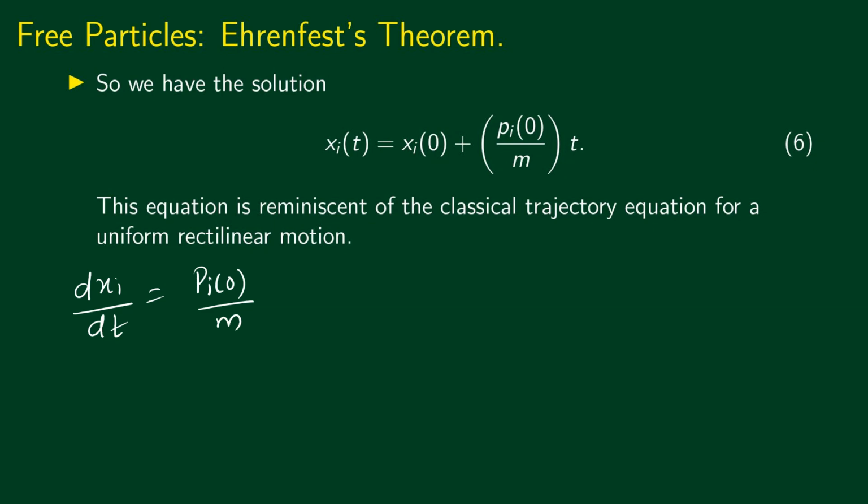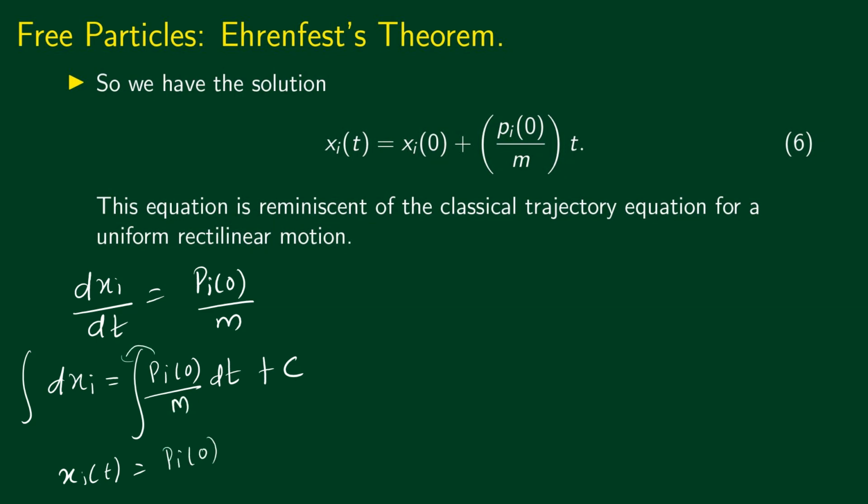We can integrate this equation to get xi as a function of time. The integration is easy here. We just write dxi equal to pi of 0 divided by m multiplied by dt. Now you integrate on both sides and there would be a constant of integration. Let's write the constant of integration as c. So you get xi of t equal to, we see that this pi of 0 divided by m is a constant. It can be pulled out of the integral. So this integral becomes pi of 0 divided by m multiplied by the integral of dt. The integral of dt is just t, plus this constant of integration.